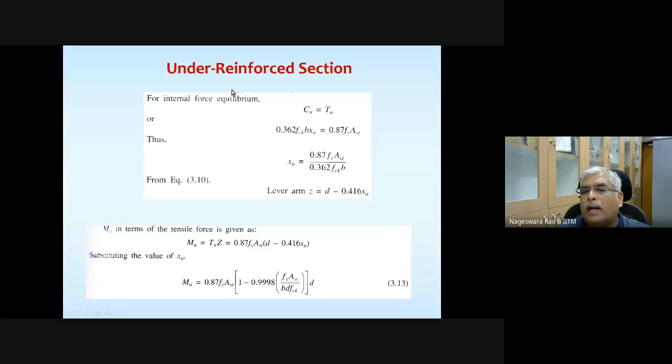So for an under-reinforced section, using force equilibrium, you calculate the neutral axis depth. The same equation is given in Annexure G. Once again, if you want, you take a note of this. And if you know Xu, the lever arm is going to be d minus 0.416 Xu. You can compare this Xu with Xu max, or normalize it, Xu divided by d, and compare with Xu max divided by d. If it is less than that, then it is an under-reinforced section. So we are looking at an under-reinforced section.